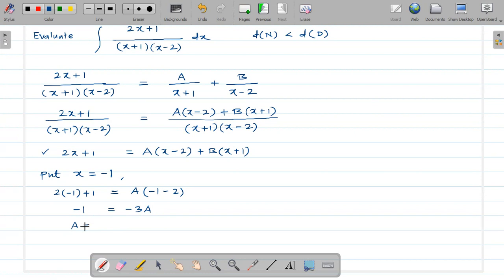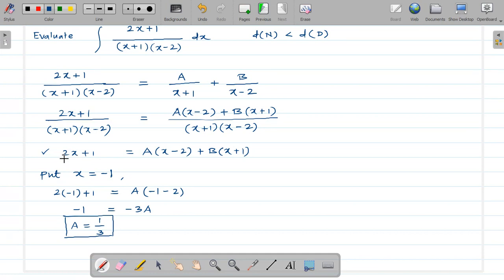By this we get the value of a as 1 by 3. Check the calculation here. We get the value of a is equal to 1 by 3. So see the method of partial fraction. First of all, we have considered a upon x plus 1 plus b upon x minus 2, and by cross multiplying you can write this step.